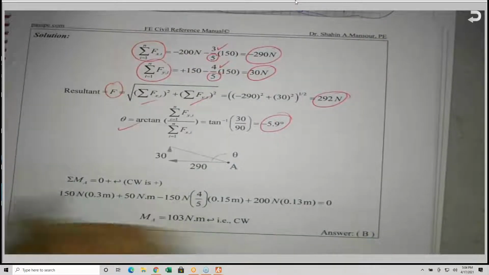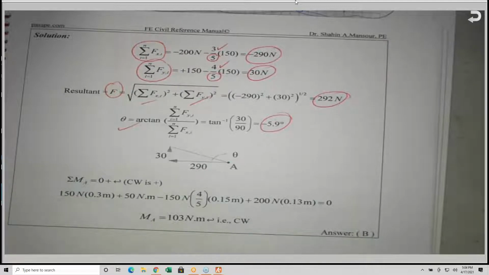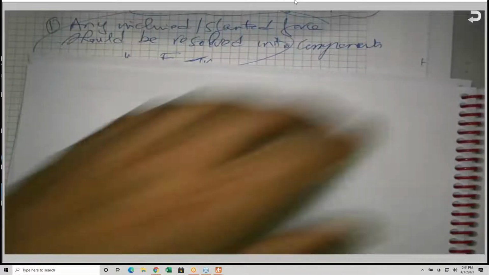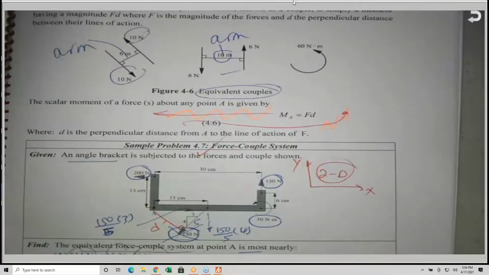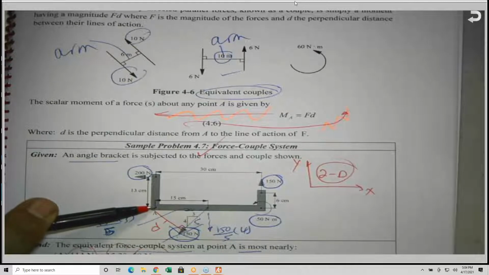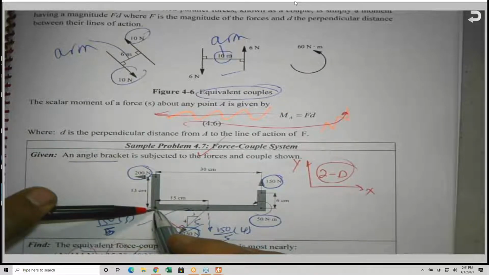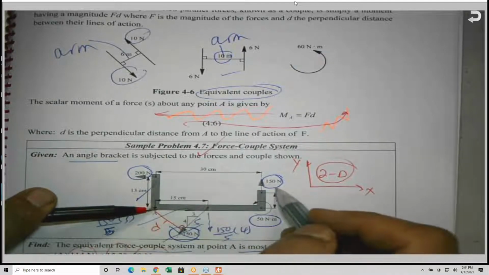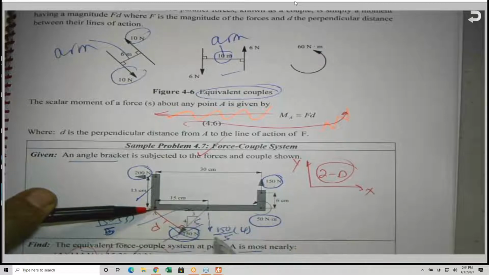Now we need to get the equivalent moment. Since the problem statement mentions point A, that is my point, so I am putting my finger here, and I am summing the moments of all forces around point A. So this is 200 Newton times this dimension. I have 150 times this dimension. For these two forces here, the X component has no moment because it has no arm, but the Y component has an arm of 15.